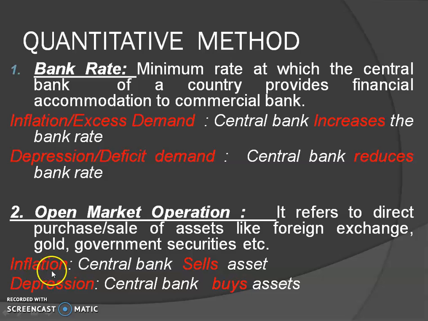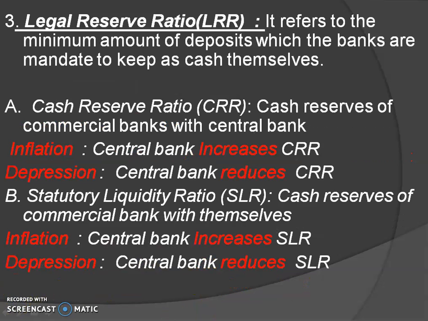So during inflation time, central bank sells assets. Then during depression, central bank buys assets. Then the next, legal reserve ratio. It refers to the minimum amount of deposit which the banks are mandated to keep as cash themselves or with central bank. So commercial banks have to maintain a portion of their deposit either themselves or with central bank.